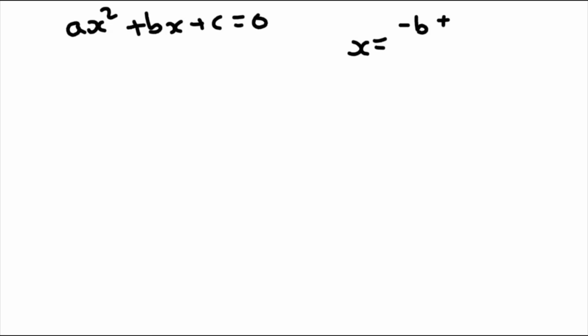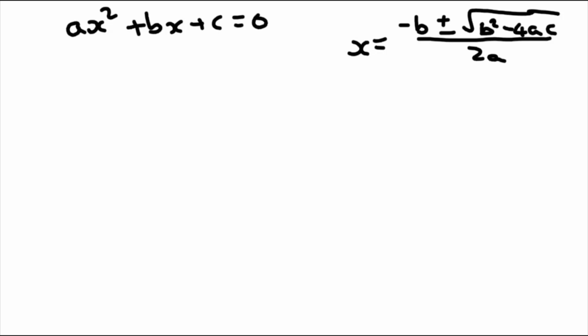In this video, we're going to be discussing the discriminant. So if we take the general form of the quadratic equation, we've got ax squared plus bx plus c equals 0. We know that using the quadratic formula, x has the solution of minus b plus or minus the square root of b squared minus 4ac, all divided by 2a.